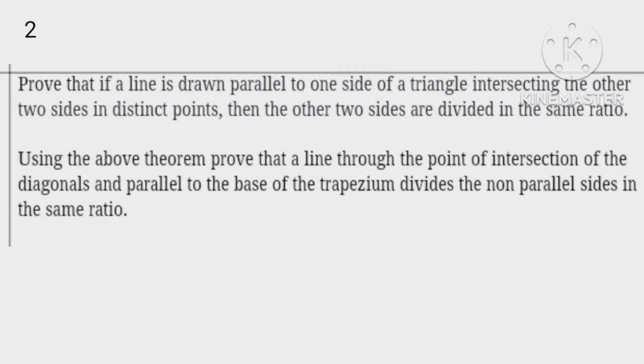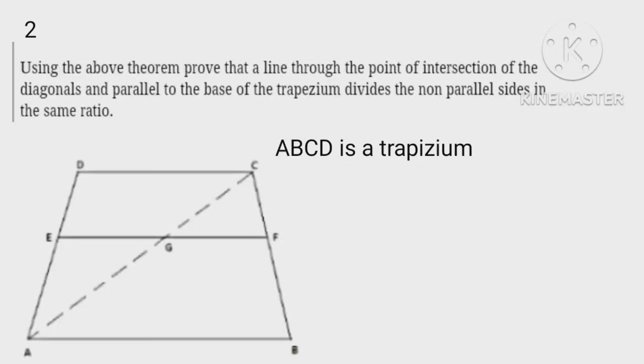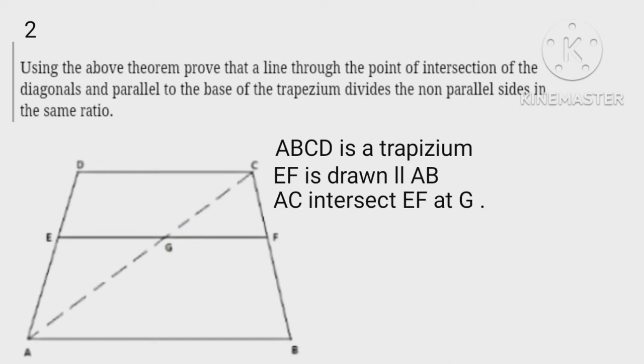First part is Thales' theorem. Prove it yourself. Coming to the second part. ABCD is a trapezium, where AF is drawn parallel to AB. Diagonal AC intersects AF at G.